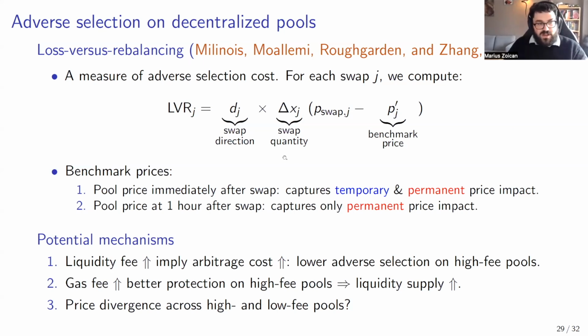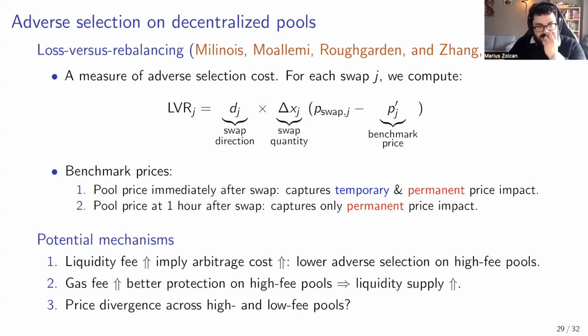So we're looking at two benchmarks. One of them is the pool price immediately after the swap, right? So it's the average price of the swap and the price after the swap was executed. So that's going to capture both temporary and permanent price impact because we don't allow for the arbitrageurs to mean revert. And we're also looking at the pool price 1 hour following the swap, in which case we allow for any sort of good arbitrage to already happen. And hopefully we capture the permanent price impact.